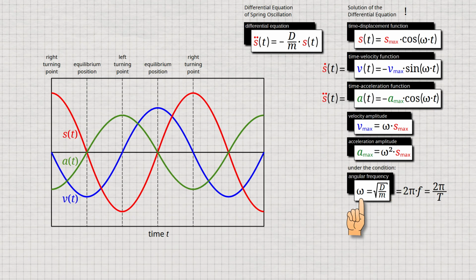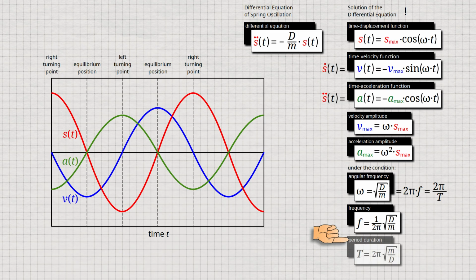Since the motion of the spring pendulum is synchronized with the projected circular motion, the frequency at which the disk rotates is identical to the oscillation frequency of the spring pendulum. Therefore, the oscillation frequency can be determined from the spring constant and the pendulum mass as indicated. Since the frequency is inversely proportional to the period, the period of the spring oscillation can also be determined as shown.